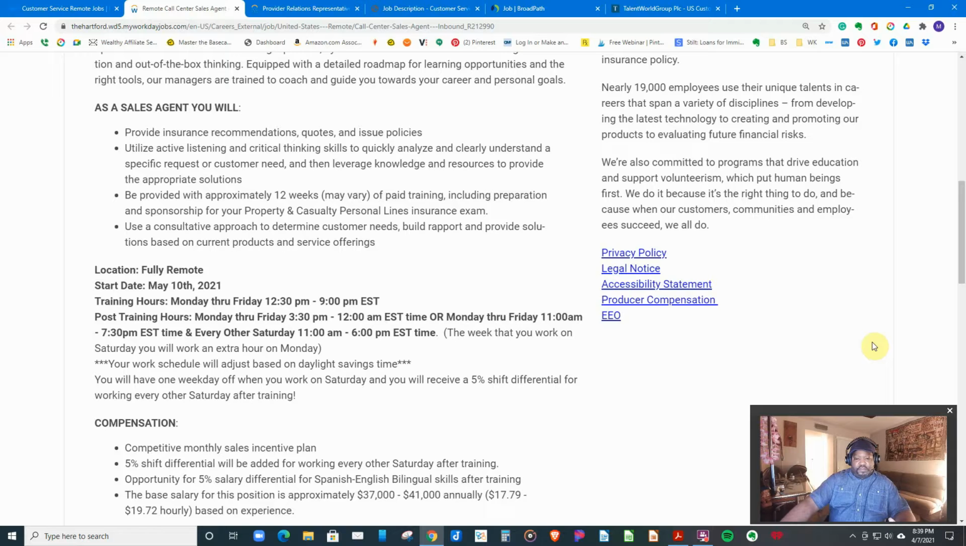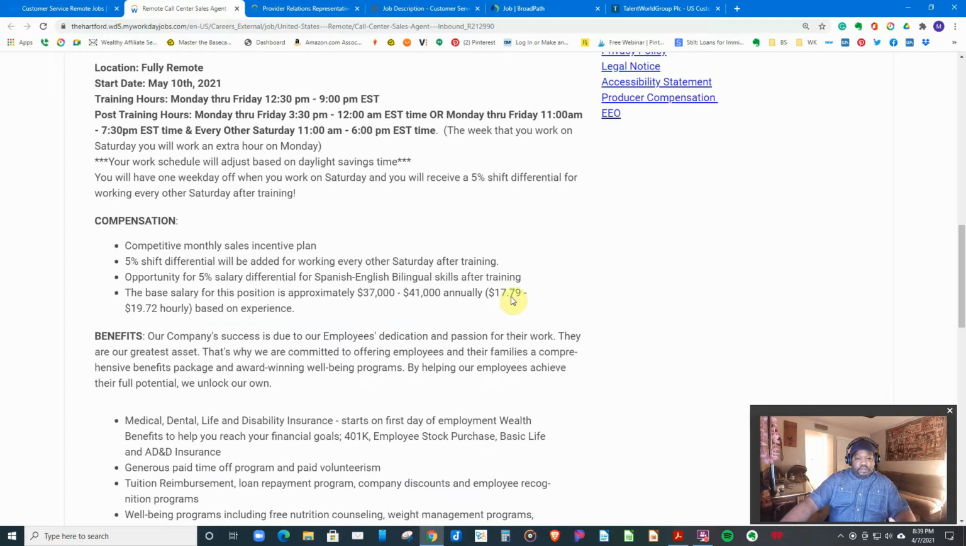The pay is going to be about $17.79 an hour to $19.72 hourly, based on your experience. That translates to a salary of $37,000 a year to $41,000 a year to start. And that's just your base pay. That doesn't include any commissions or bonuses that you may make on this job.